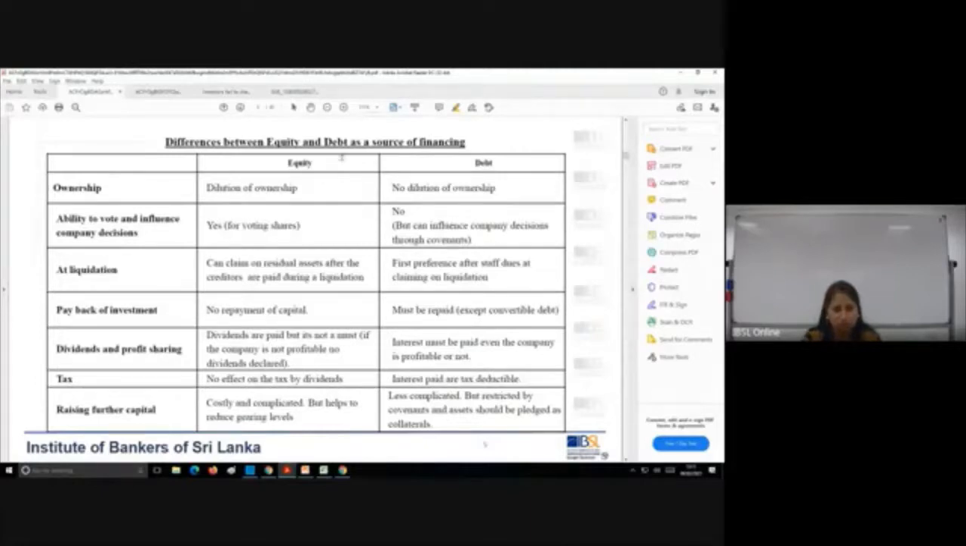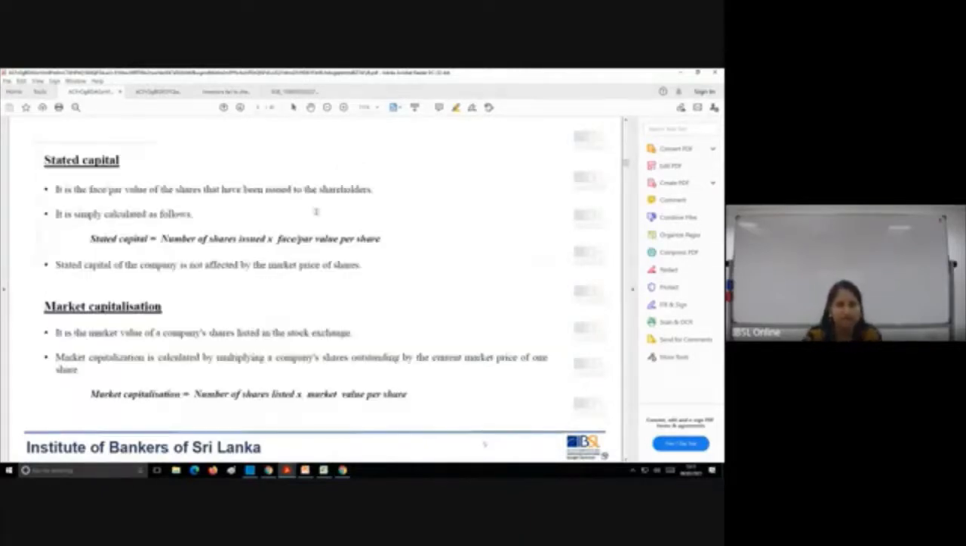Then you have the basic differences between equity and debt as a source of financing, tabulated, easy and summarized for you. And then finally, we looked at what stated capital was and what market capitalization is and how those two line items are different from each other.